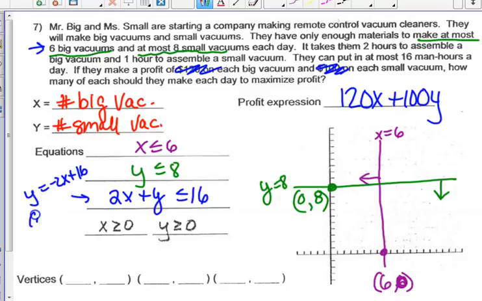If I put in a 0 for the x, it'll just say y equals 16. If I put a 0 in for the y, it'll say 2x is 16, which would be 8. 8, 0 would be a little bit past 6, 0. And 0, 16 would be way up here.